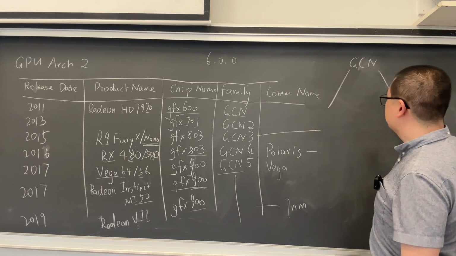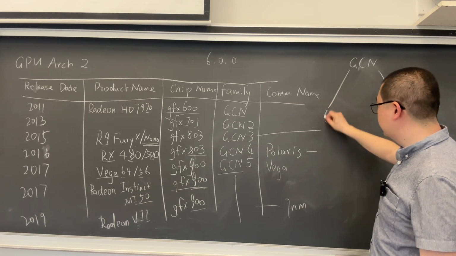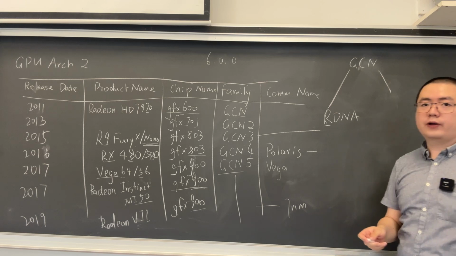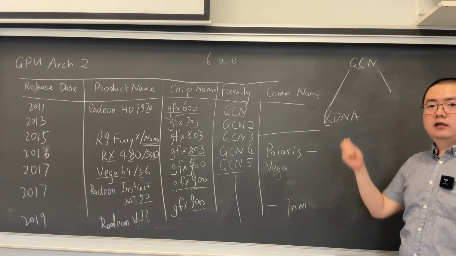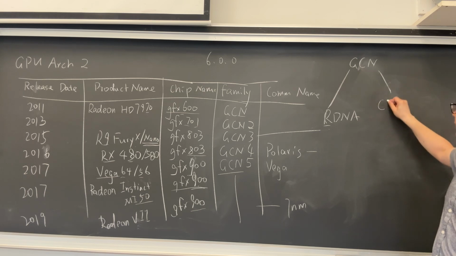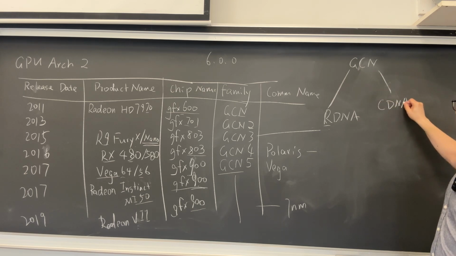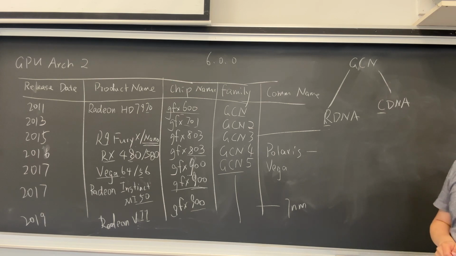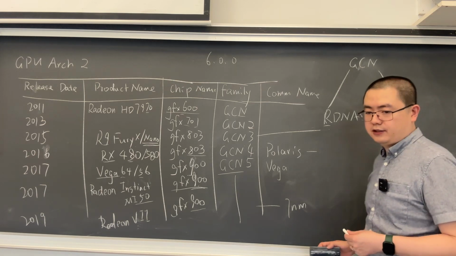One is called RDNA. And R here stands for Radeon. It's mainly for the gaming, graphics market. And on the other side, they have CDNA, which stands for compute. Okay, they start to use different architectures to work on two different markets.